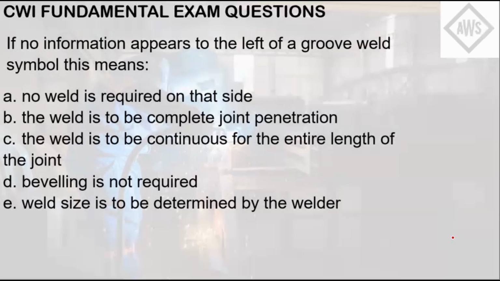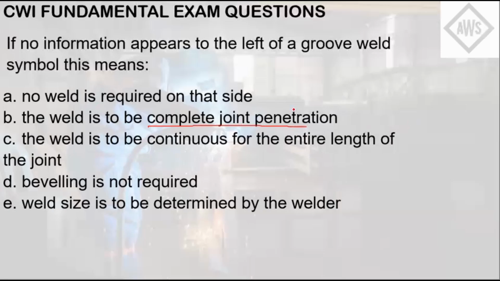So when there's a size or a number indicated on the left of a groove weld symbol, it means that the groove weld does not fill the entire joint. So if there's no information, that just means that the weld is a complete joint penetration, which is indicated here in the choice letter B.